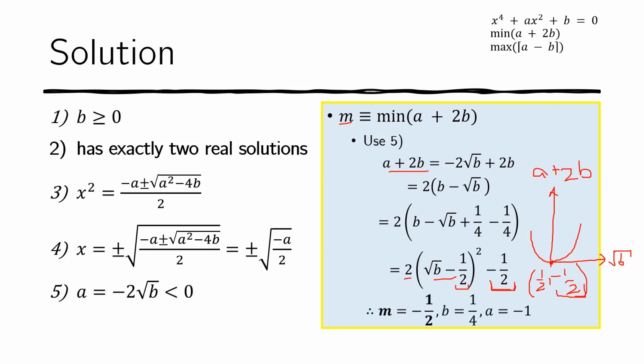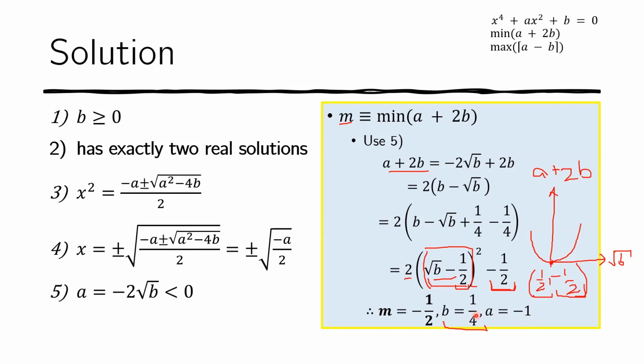And if that's -1/2, we can also know what is b. So b is, so we start with the square root of b, which is positive 1/2. And so if we square that, we get b, which is 1/4. And then we can now get a by using number 5 here. So it's -2 times the square root of b, and the square root of b again is just 1/2. So -2 times 1/2 is -1, and so that's a.